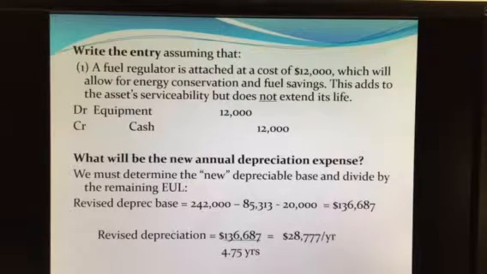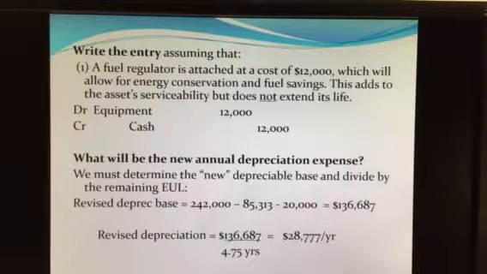We're going to take $242,000, of course, which is the $230,000 original balance in that asset account, plus the $12,000 debit that we just recorded, less the accumulated depreciation as of December 31st, 2017, less the $20,000 estimated useful life.